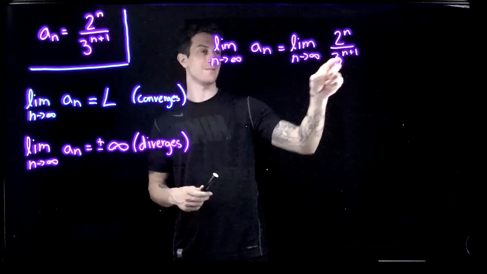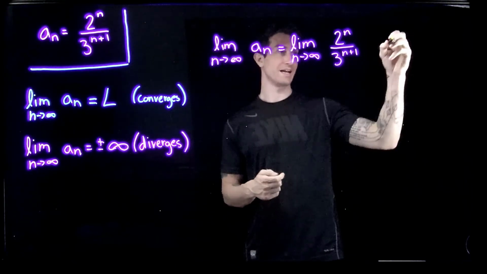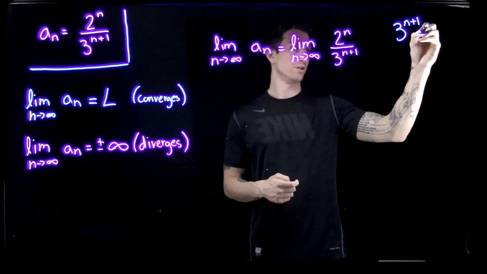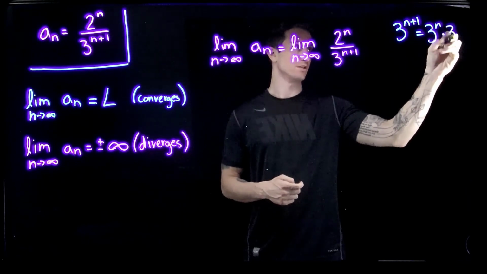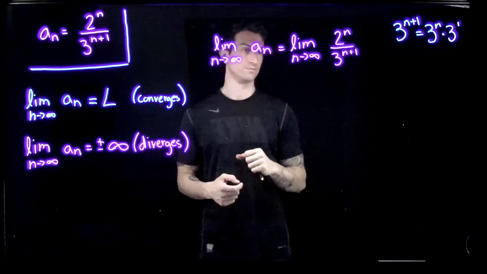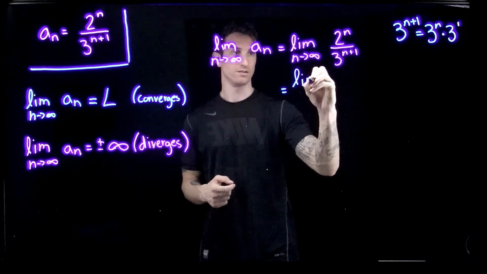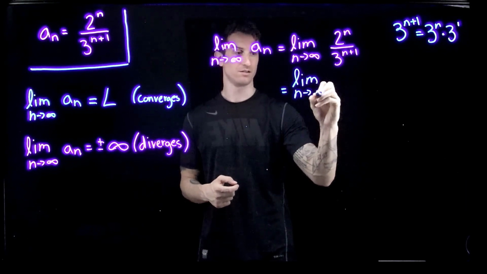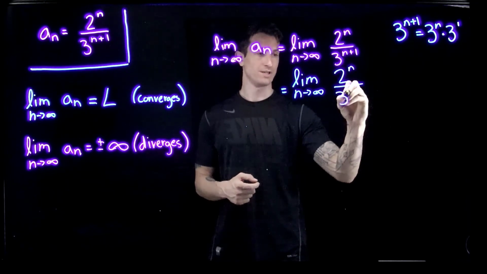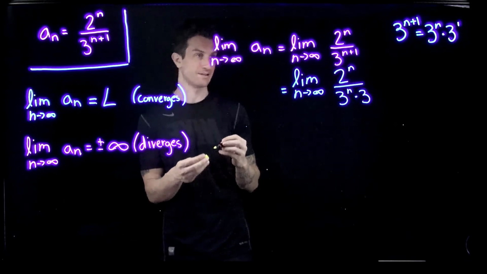What if they were both n on the top and n on the bottom? Well, we would have something then. We could simplify this. So I'm going to write on the side, I know that 3 to the n plus 1 is equal to 3 to the n times 3 to the first. These two are equivalent. So when I go to make this simplification now, this is going to be equal to the limit as n goes to infinity. And now I'm going to write this as 2 to the n all over 3 to the n times 3. You could put to the first if you want, but not necessary.